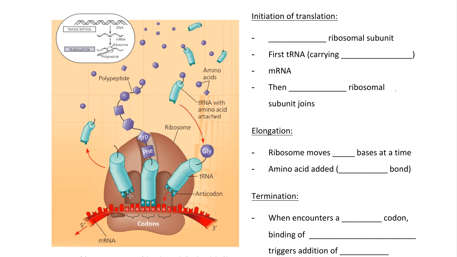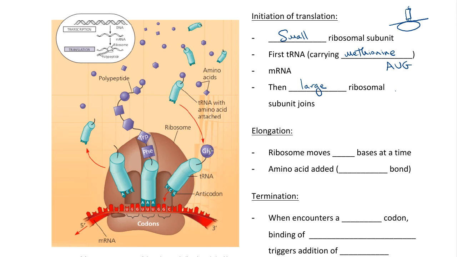Before translation starts, the large subunit and the small subunit of the ribosome actually aren't together. Translation starts with the small subunit and the first transfer RNA, which is always carrying methionine, and that has been called for by the codon on the messenger RNA, AUG. The small subunit, the first transfer RNA, and the messenger RNA join together, and only after that does the large ribosomal subunit join. So methionine is the first amino acid in every polypeptide, although it can get cut out later in post-translational processing.